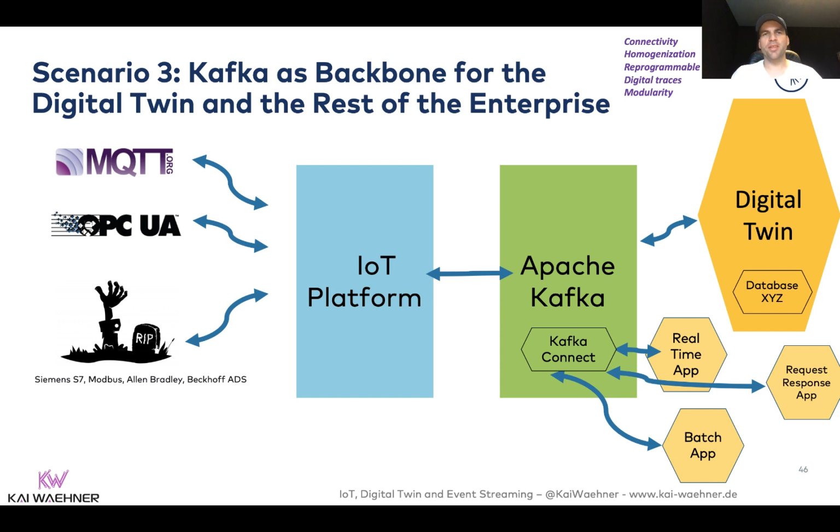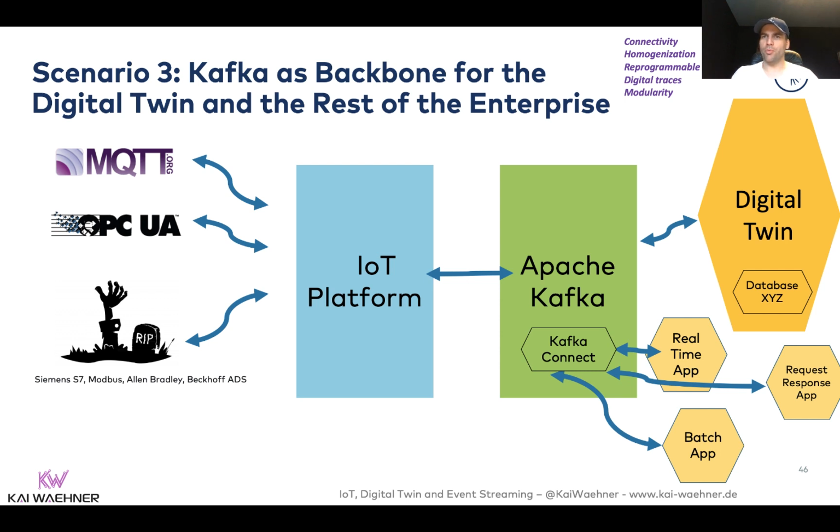So scenario 3 is then when you introduce Kafka as backbone. For all the reasons we discussed before, you have Kafka in the middle as central event streaming layer. It provides the connectivity on the one side to the IoT platform, which is doing all this complex integration with the legacy products and with the proprietary protocols of the machines. And on the other side, you also integrate to the digital twin database. So with this now, we have all the connectivity given.